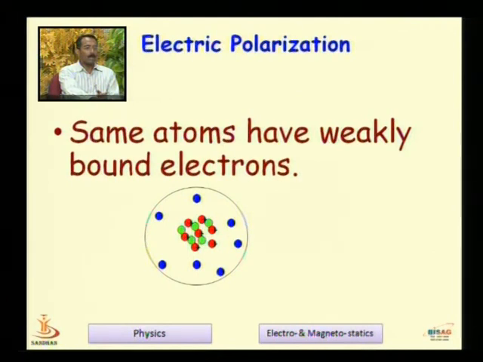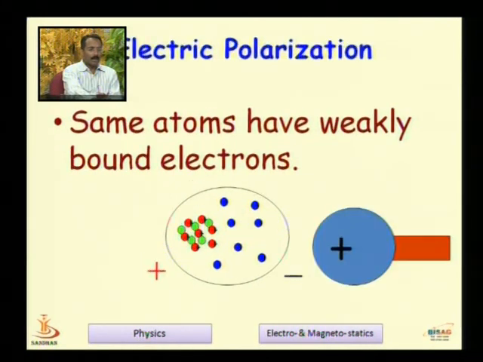Now consider polarization. Here a rough picture of an atom is given. At the center you can see the red dots, which are the nucleus, and the electrons are moving. Suppose you bring some charge near this type of atom. Here we are considering the outermost electrons, which are weakly bound. If you bring your atom into an electric field, there is a separation of charges.